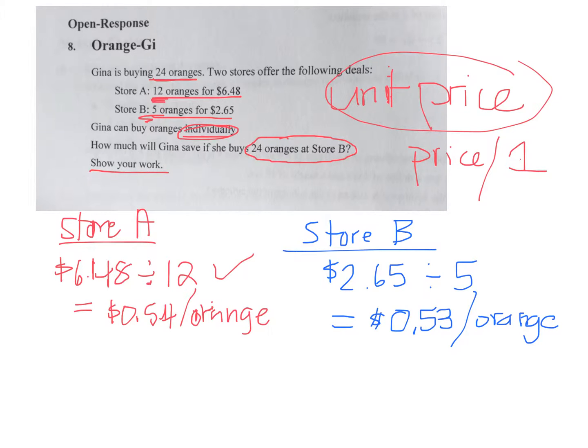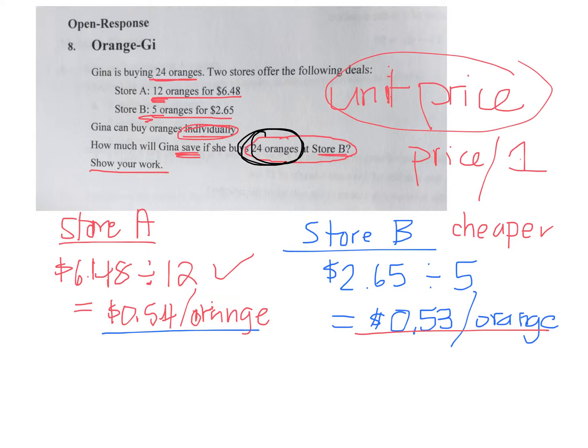Now that we found the price per unit for one orange, store A and store B, just by looking at that information, which store sells oranges cheaper? Store B. Store B is cheaper, okay? And the question gave you a clue. It said, how much will she save if she buys them from store B? So we know that store B is going to be cheaper. There's going to be a savings. But we want to know, how much will she save if she buys 24 oranges? Not one. You save a penny for one.